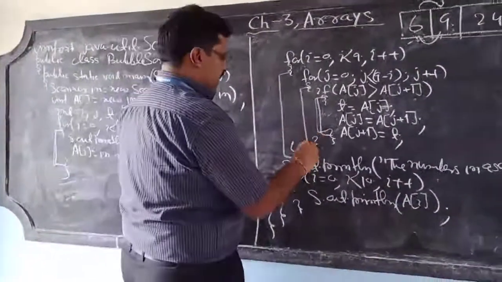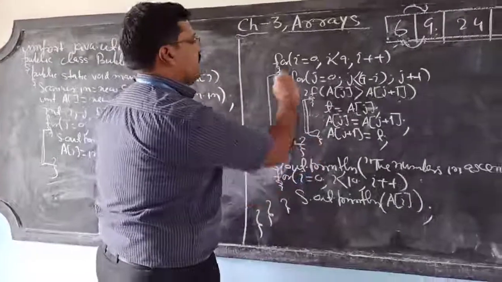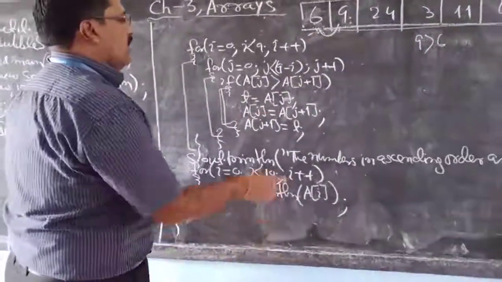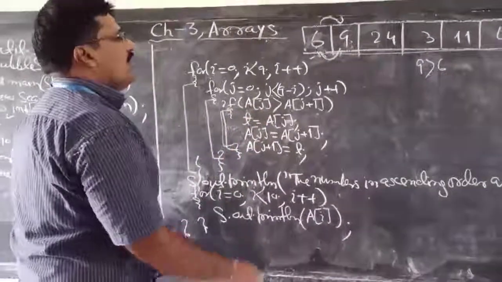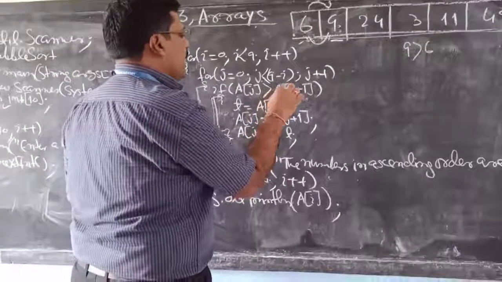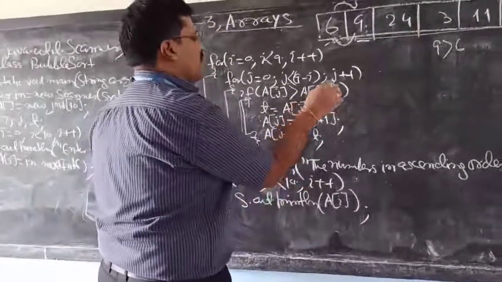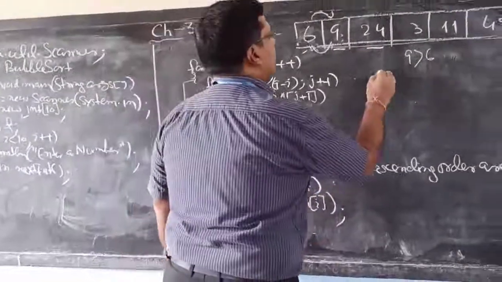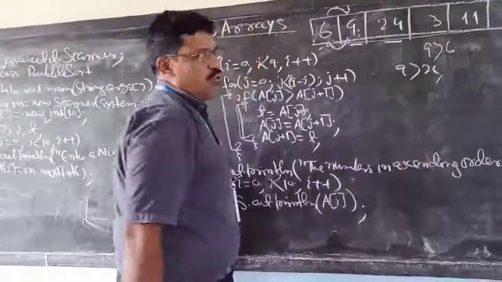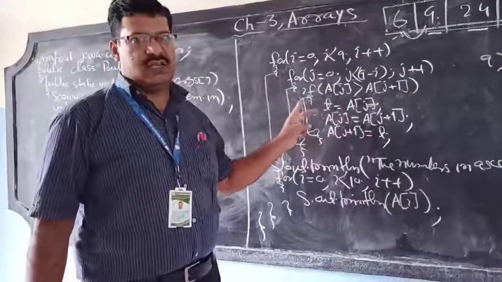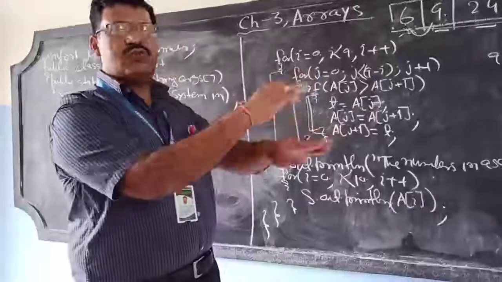Alright, now once again it goes for the next j. The next j will be 1. If a[1], which is 9, is greater than a[j+1], 1 plus 1, 2. At a[2], 24 is there. So is 9 greater than 24? No. Condition false. So these 3 lines will not execute, which means the values will not be swapped.